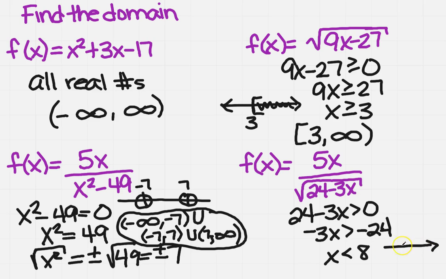Now if you're still having a little bit of difficulty, just draw a number line. You put an 8. It does not include it. You're going to shade to the left. So in interval notation, this would be from negative infinity to 8, not including it.